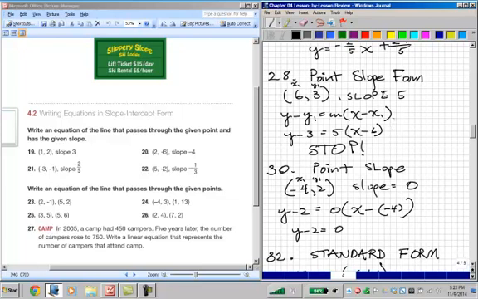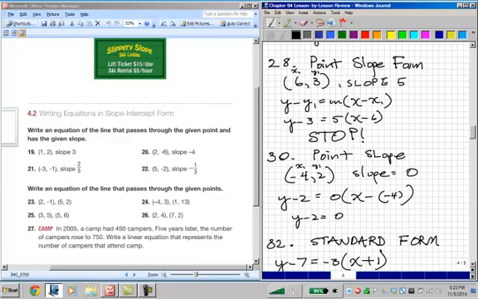Now, normally we don't leave it there. We'll go to either standard form or slope-intercept form, but this is what they wanted, so that's what we're going to give them. Here's another one. They want point slope. Here's the point, here's the slope. Y minus 2 equals 0 times the quantity x minus negative 4. Well, the right side is just going to be 0. The left side is y minus 2, and that is point slope form. We leave it there.